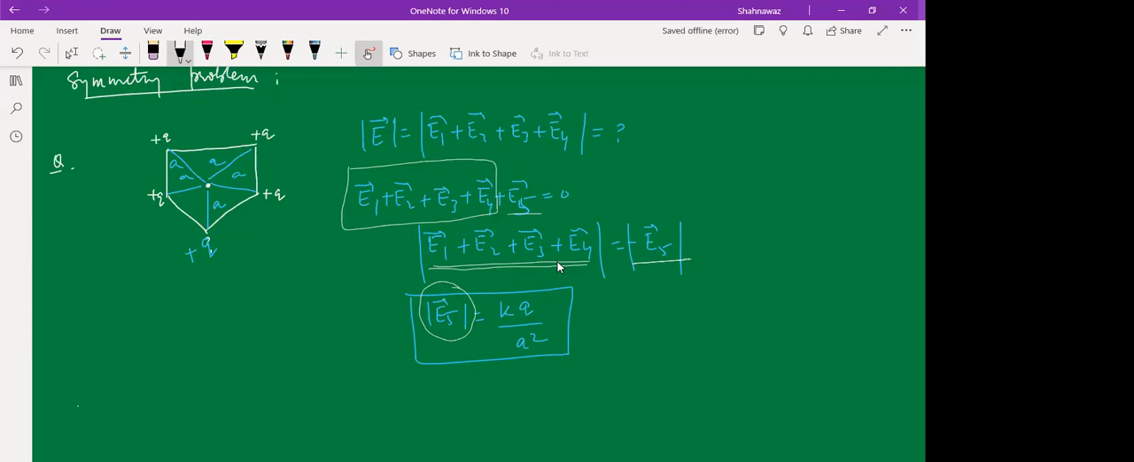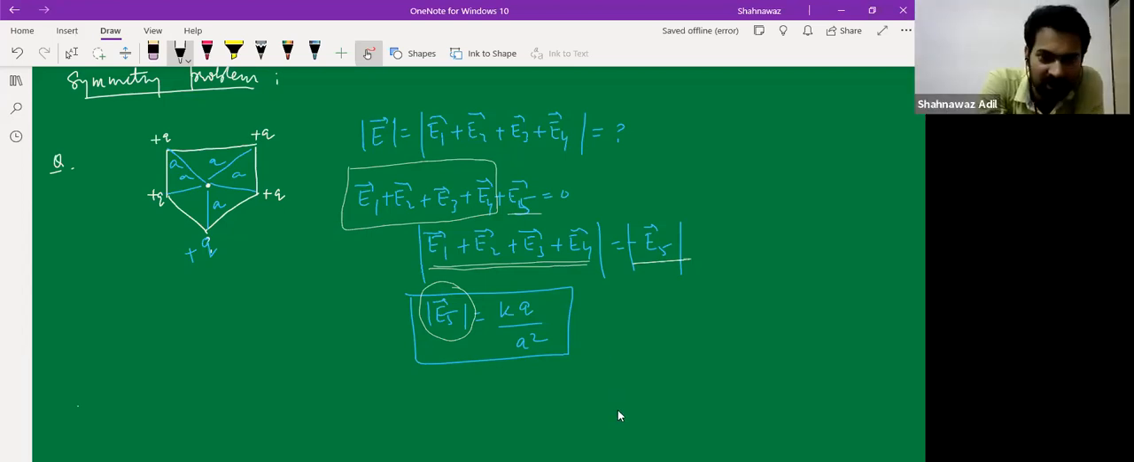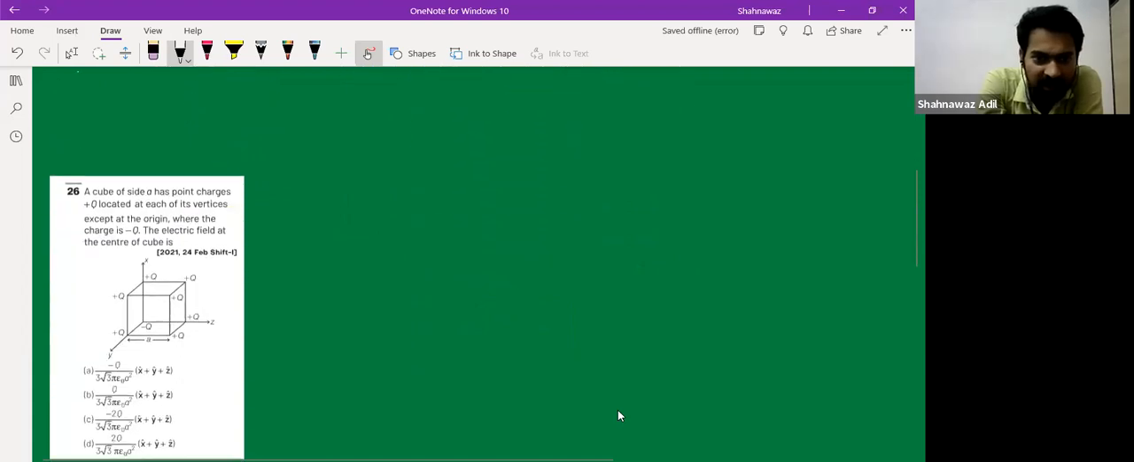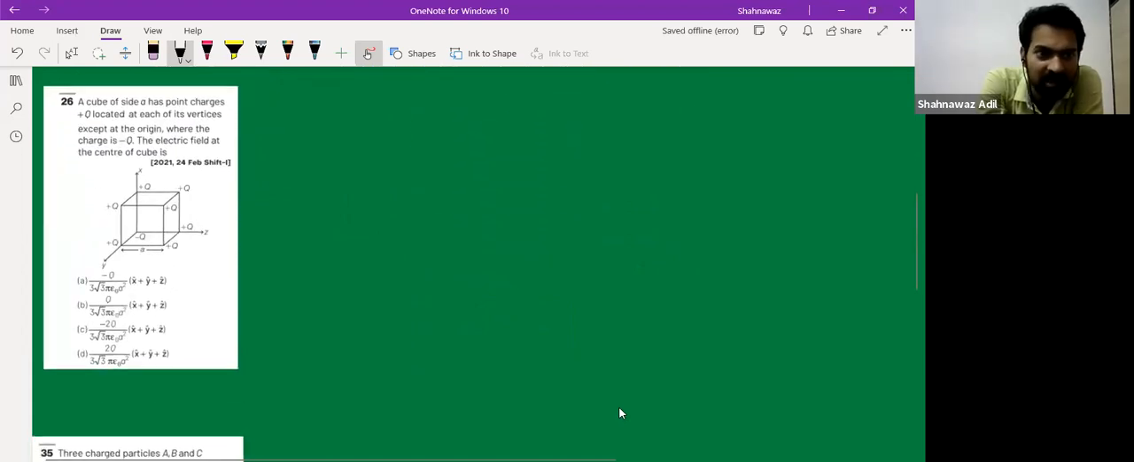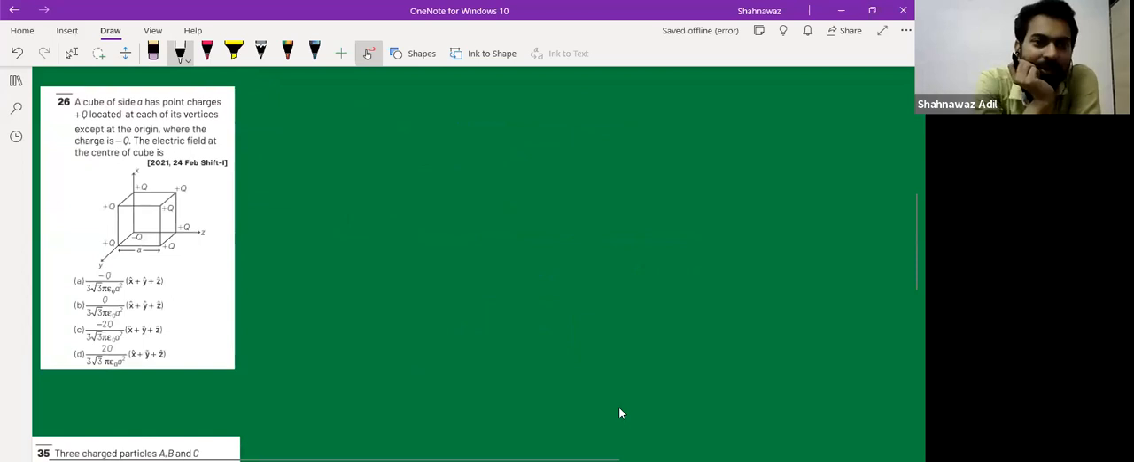Yes, so now let us do another problem. This is similar to the symmetric problem. Okay, so in this problem, a cube of side A has point charges plus Q located at each of its vertices except at the origin, where the charge is minus Q, and the electric field at the center of the cube is what, right?